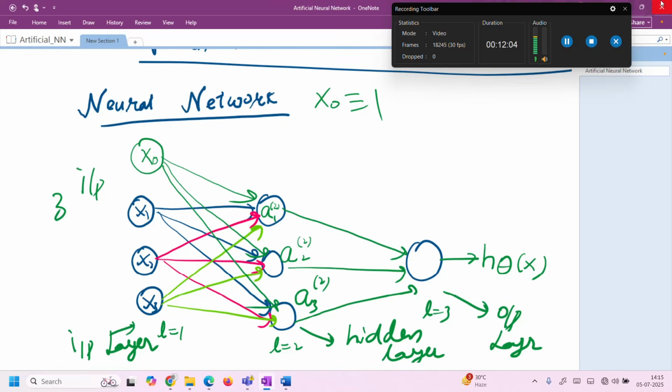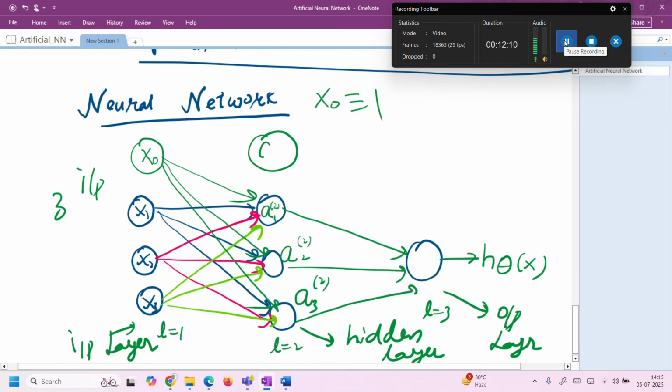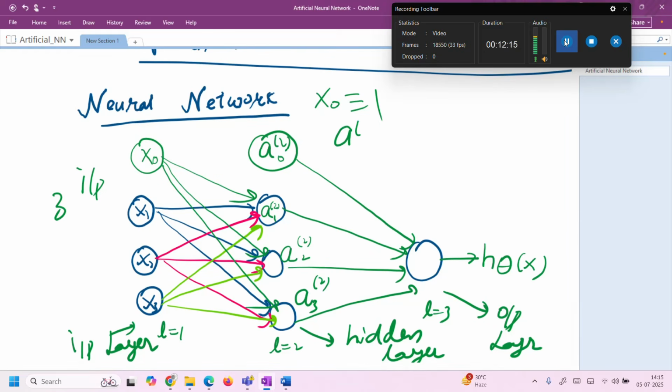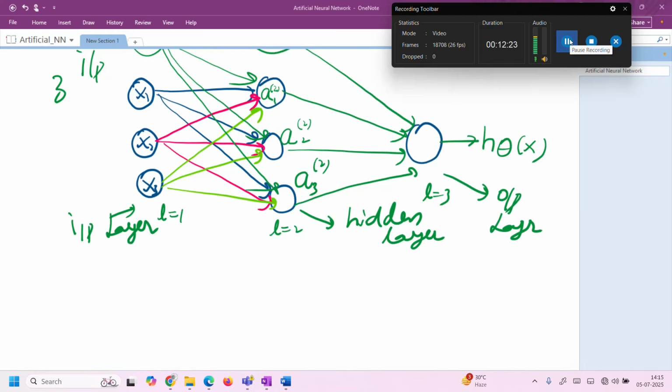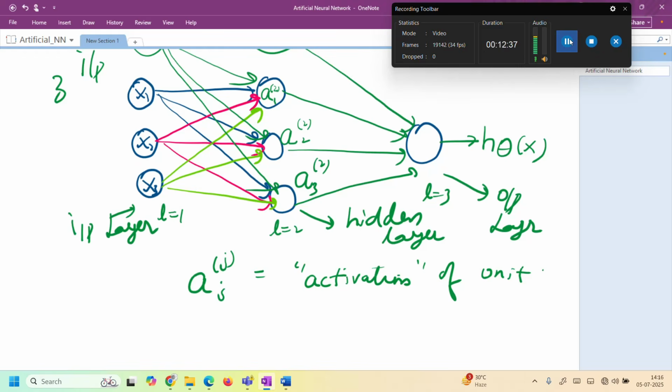So this is the simplest neural network we can have, and we can add here what we call a bias unit. Again, a0 of 2. You know that this a0 of 2 will always be 1. So this is meant so that the equation becomes symmetric. So this a, then the layer number is j and the neuron number is i. So this is also called the activation of unit i in layer j.